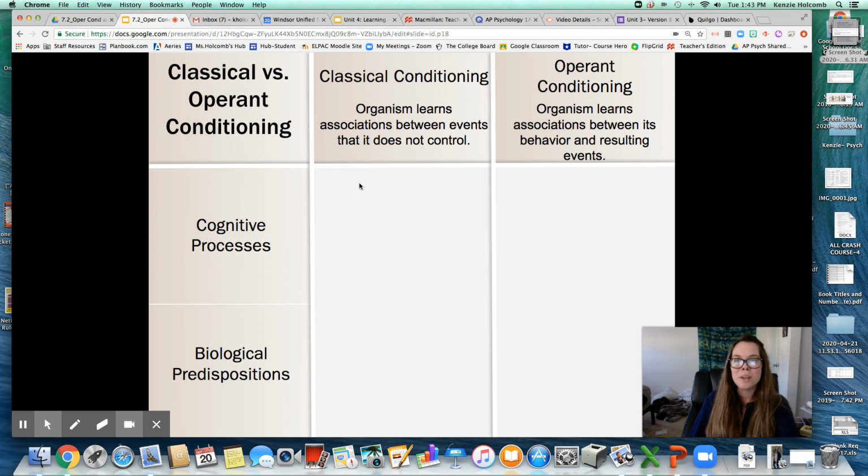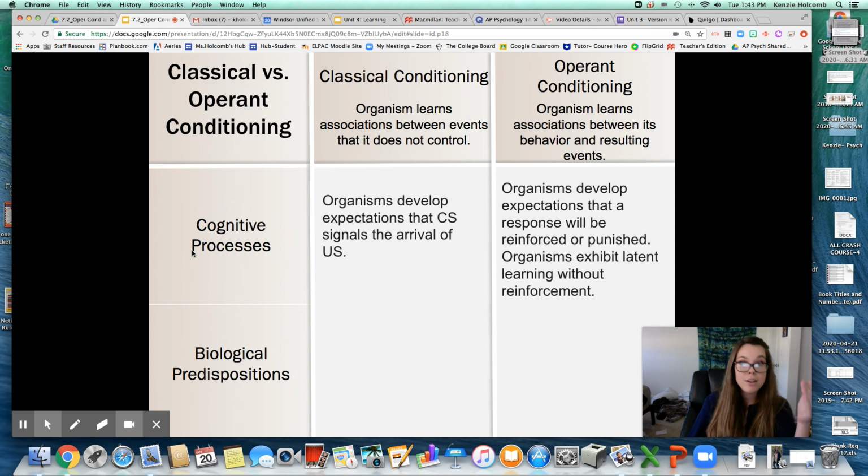All right. So again, classical conditioning, same thing up here. Let's think about the cognitive process, the thinking process. Organisms develop expectations that the conditioned stimulus signals the arrival of the unconditioned stimulus. Essentially, when it says develop expectations, we develop a connection between the two stimuli. So there's a neural pathway made, a connection between two stimuli that were previously not connected. Me smelling fire 10 years ago would have done nothing to me because I hadn't experienced the fires yet.